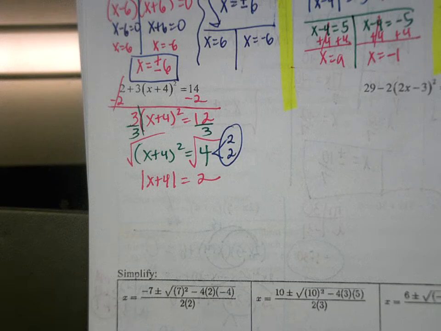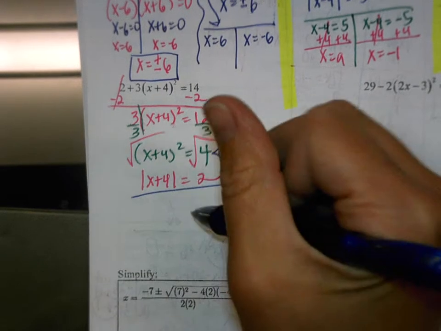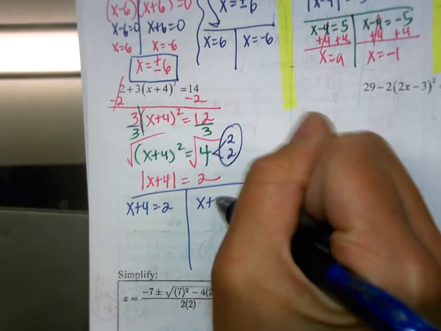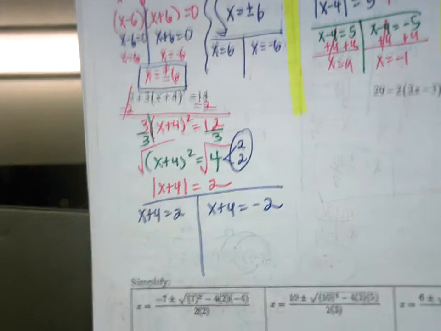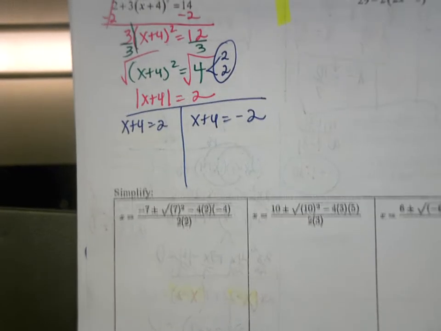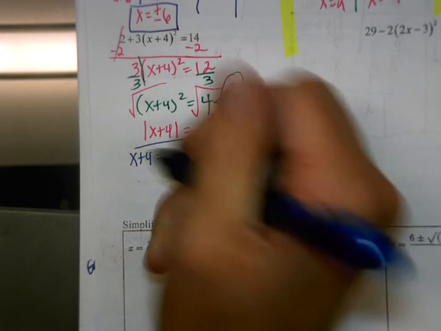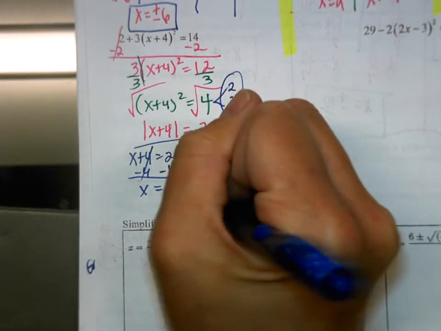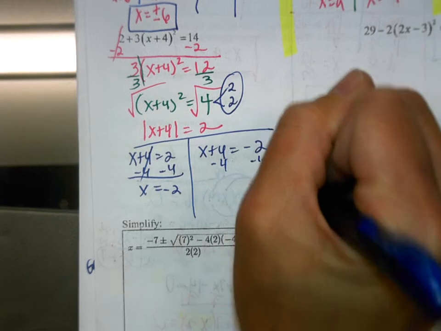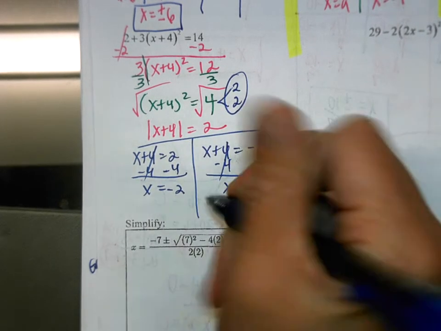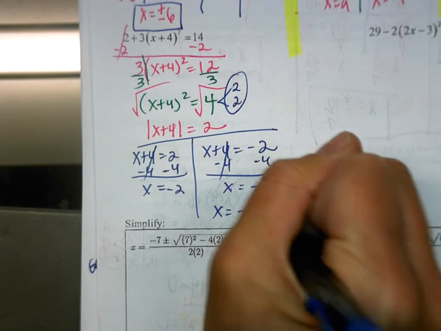Lily? Do x plus 4 equals 2 and then x plus 4 equals negative 2? Exactly. x plus 4 equals 2, x plus 4 equals negative 2, and we solve. We subtract 4, and my answer is x equals negative 2. We subtract 4, and we get x equals negative 6. So my answers are negative 2 and negative 6.